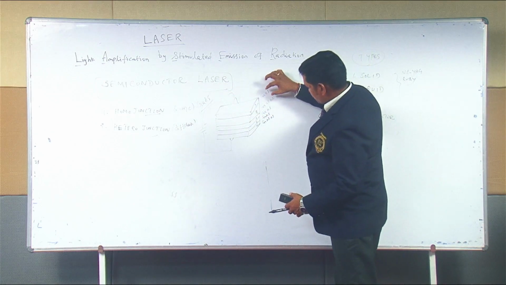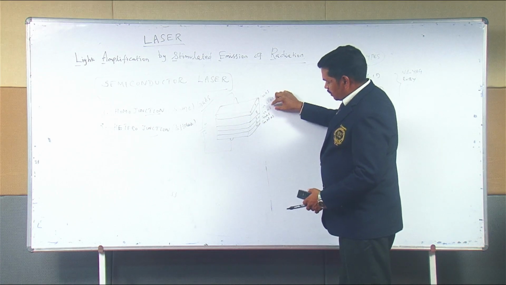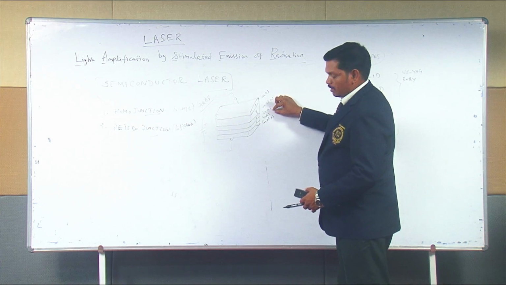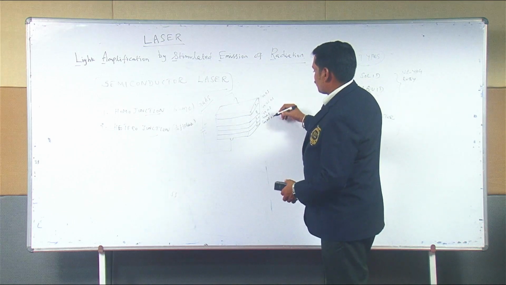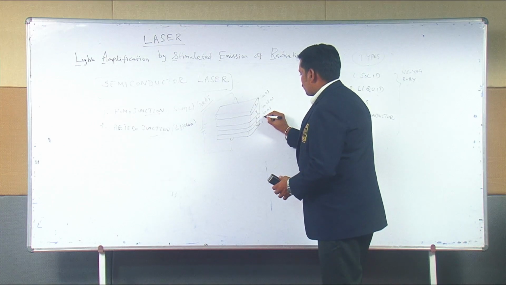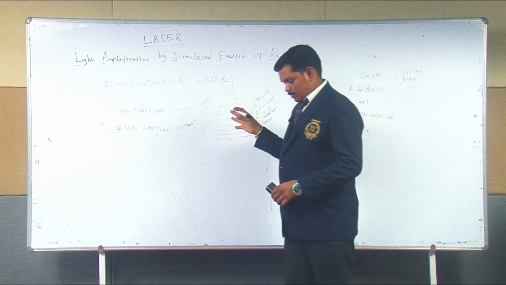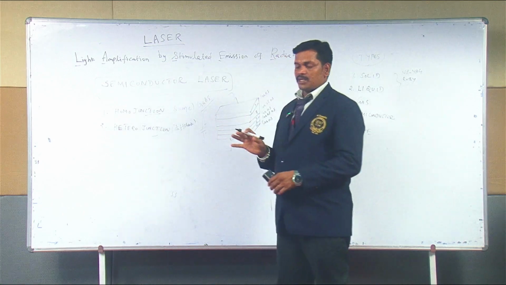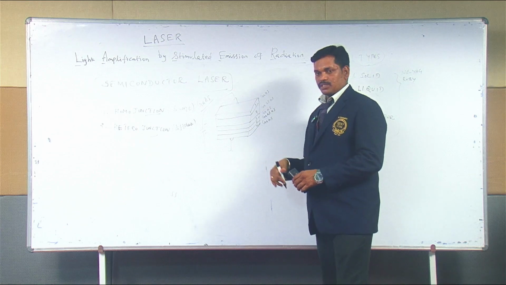So the first layer is made up of gallium arsenide, the second layer is made up of gallium aluminum arsenide, the third is gallium arsenide, the fourth again gallium arsenide, and the fifth one again gallium aluminum arsenide. Or we can write that they are all alternates, gallium aluminum arsenide and again gallium arsenide. So like this it should be arranged. This type of arrangement is very difficult. That is one of the disadvantages of the heterojunction semiconductor laser.